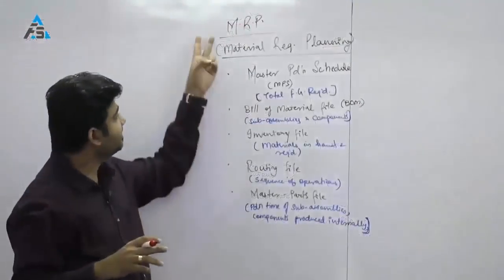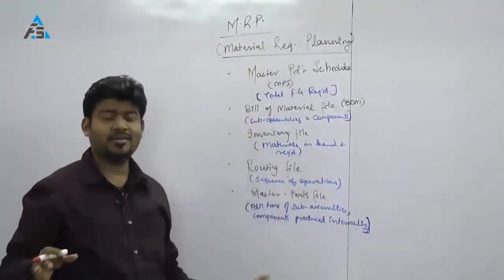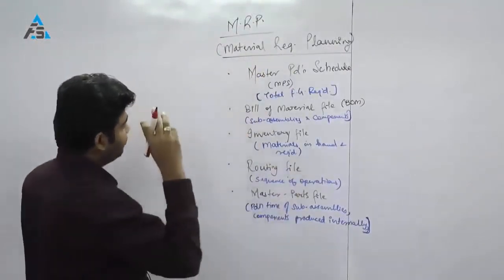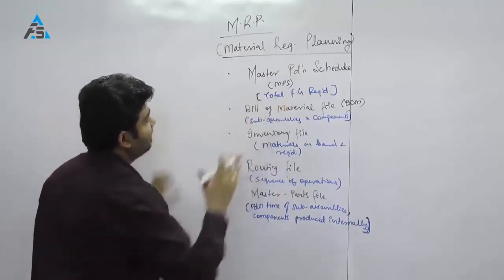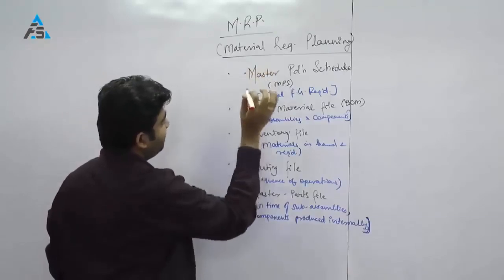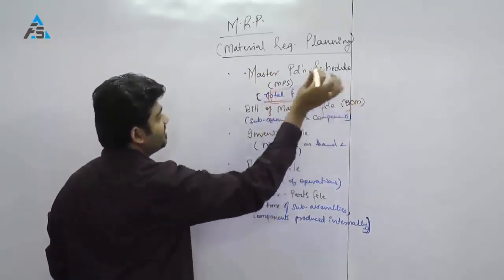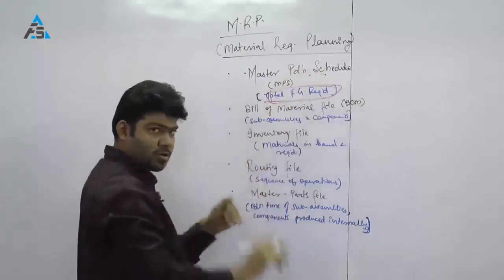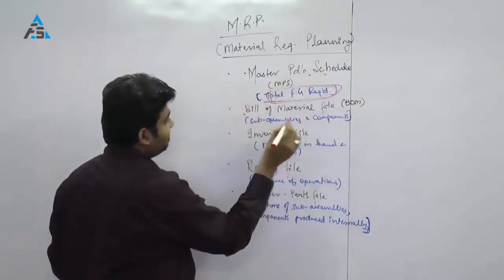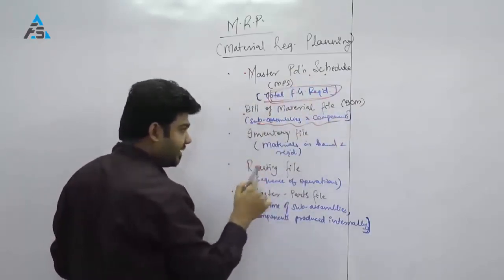Okay, next we'll give 2 minutes for this chapter, material requirement planning. Everything in information system, ensure that everything is put up properly in the information system. So there are some components, 5 components to it. MPS, master production schedule. Jitna bhi finished goods chahiye, wo sab master production schedule mein input kar do. Enter. Comes bill of material. Fir mujhe pata chal jayega na ki uske liye mujhe kitna sub assemblies and components chahiye.